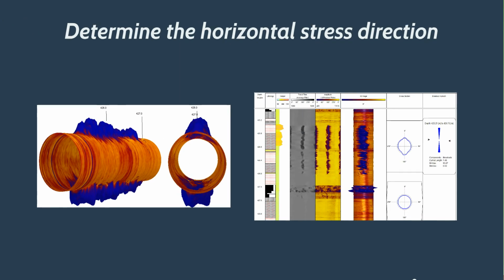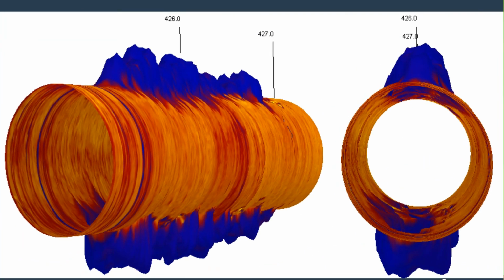The final televiewer usage that I'd like to cover is the determination of the major horizontal stress direction. This is achieved by using the televiewer logs to identify and measure the orientation of borehole breakout. Borehole breakout is the stress-induced enlargement of a borehole, and it occurs when the stresses around the borehole are greater than what is required to cause compressive failure of the wall material. As shown here, the breakout normally develops at two opposing sides of the borehole, which are perpendicular to the major stress direction.